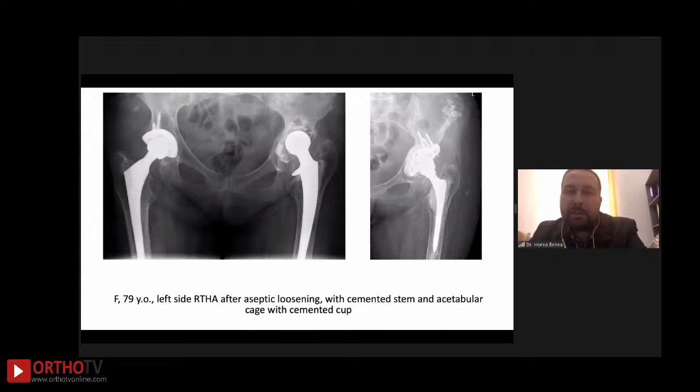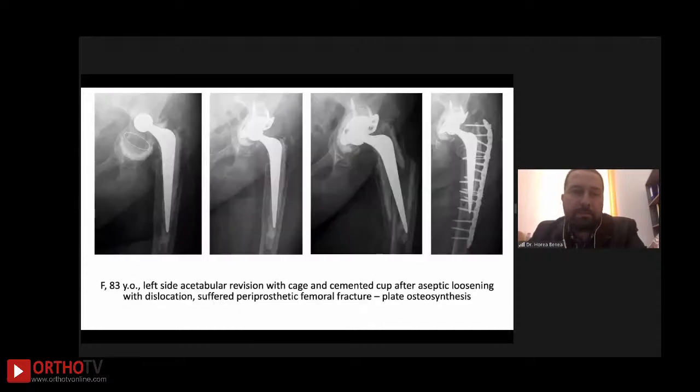on the left side with a revision of the hip primary arthroplasty after a septic loosening of a cemented one, and we have changed it with a cemented stem and an acetabular cage with a cemented cup.